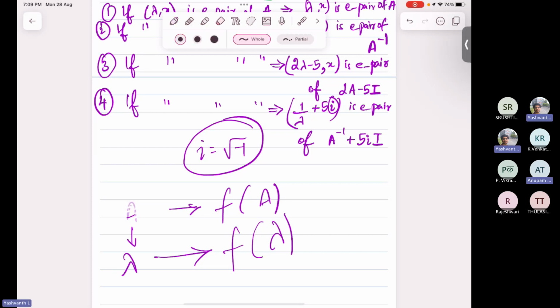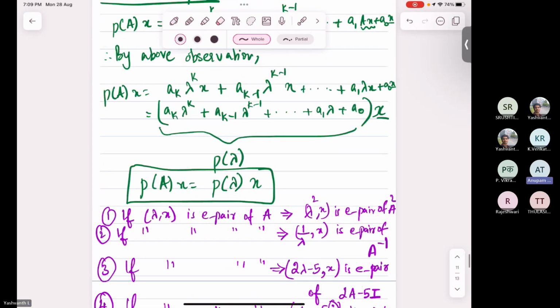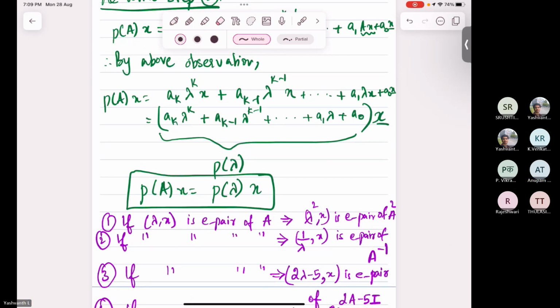Okay, so suppose, are you getting my words? Yeah, but it's a bit patchy actually. It's not very clear.